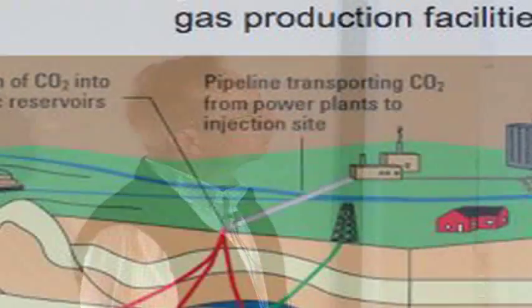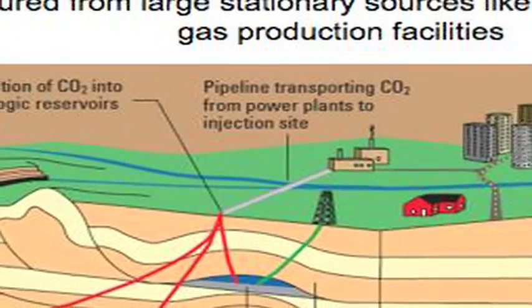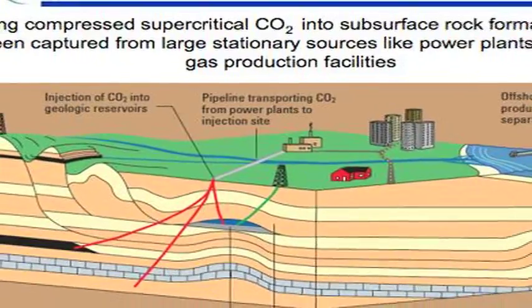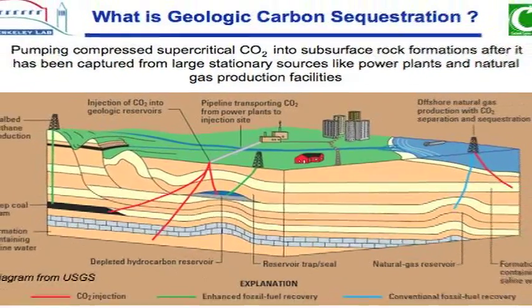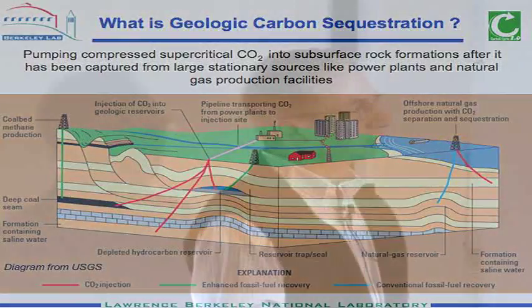This comes from the U.S. Geological Survey's webpage. This is supposed to be a power plant. Here's a pipeline taking CO2 from the power plant to a place where the geology underneath the surface is appropriate. And there's three different things that are illustrated here. In one case, the CO2 is pumped down into some kind of geologic formation down here, normally containing saline water. And that's just to hide the CO2 and keep it away from the atmosphere.